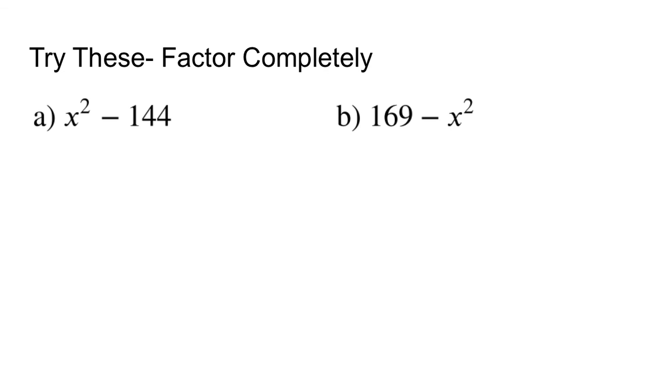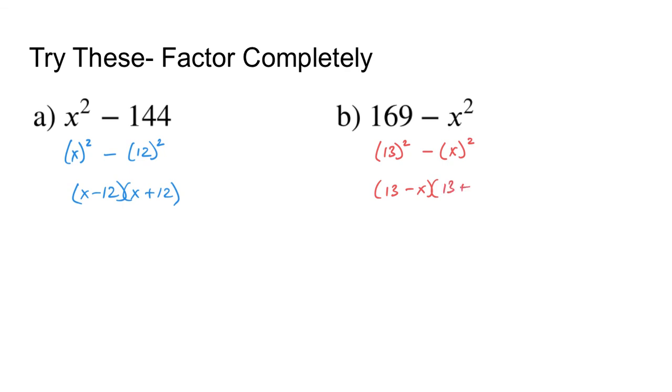All right, let's look at A and B. For A, x squared minus 144. Did you see that as x squared minus, a perfect square, 12 squared? If you did, it was really easy for you to write the answer as x minus 12 times x plus 12. What about B, 169? That's 13 squared minus x squared. So you could rewrite this as 13 minus x times 13 plus x. Watch the order, it absolutely matters here.